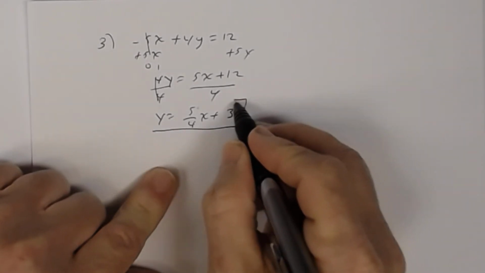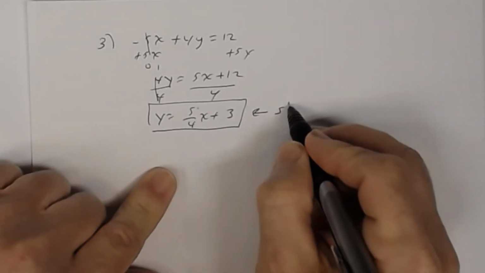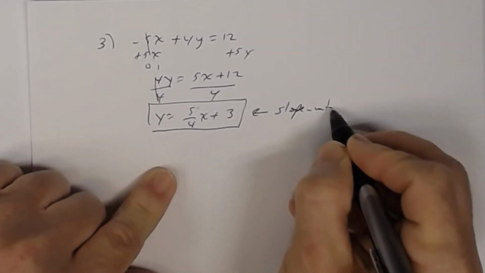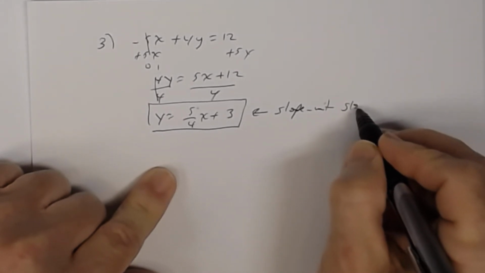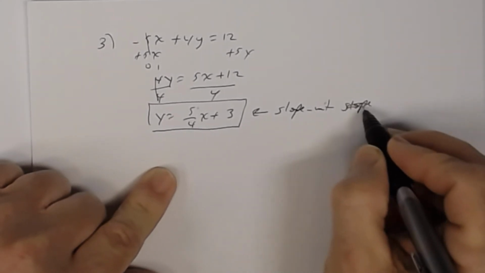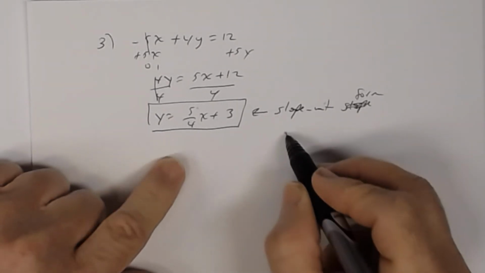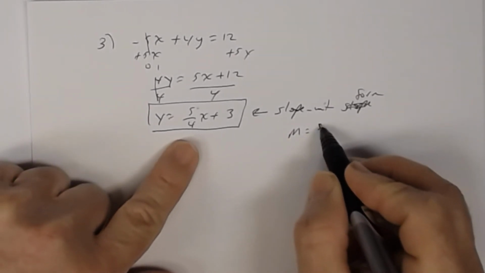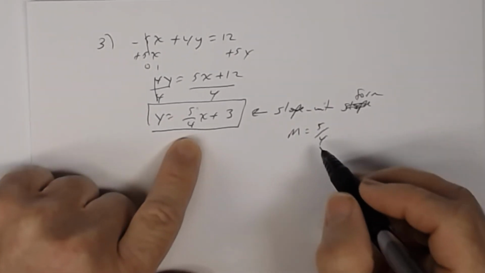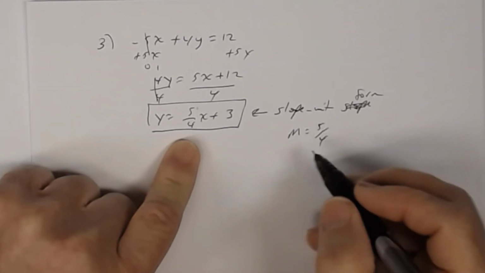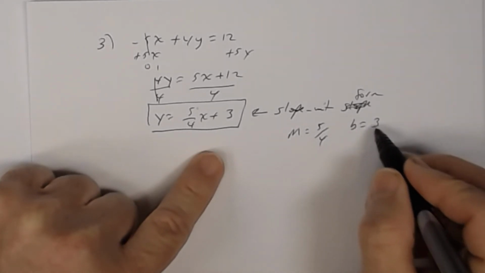You had to show this, you had to indicate this, so that's the slope-intercept form. That's one of the things I had to see based on the directions. All right, and now we know the slope is 5/4. The slope is positive, so that means your line is going to rise. And the y-intercept is 3.